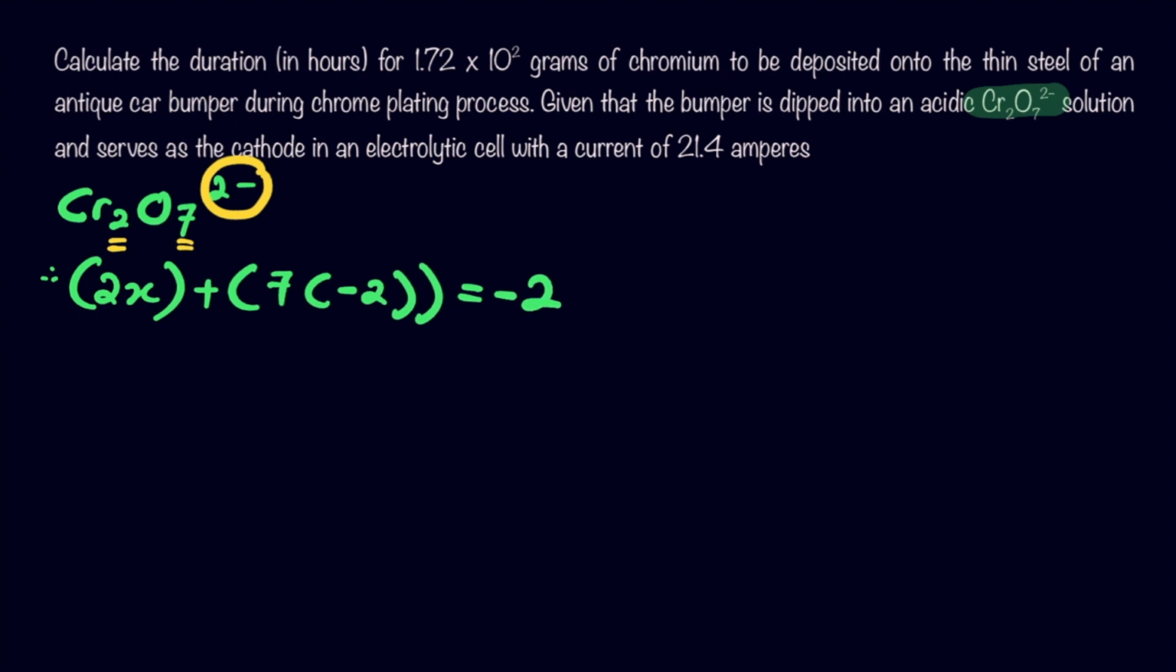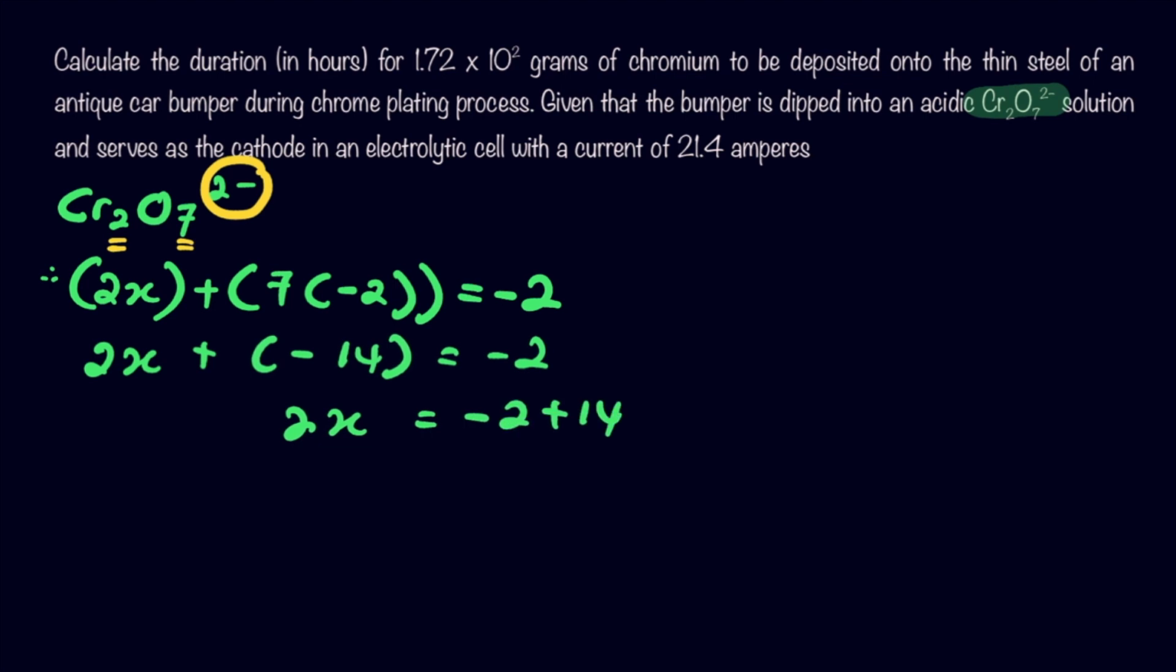So what we can do now is copy again. 2x plus negative 14 is equivalent to negative 2. So 2x is equivalent to negative 2 plus 14. So x is equivalent to 12 divided by 2, which is equivalent to 6. So the oxidation number for chromium is actually equivalent to 6.